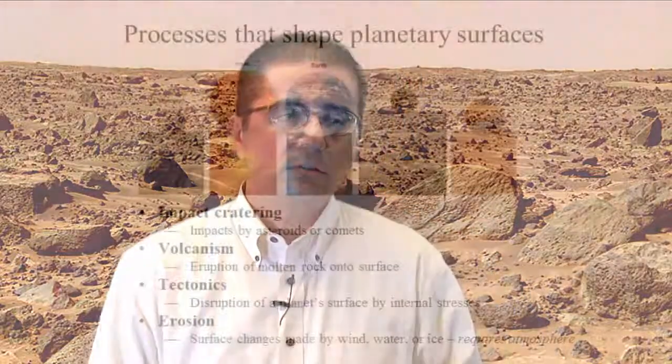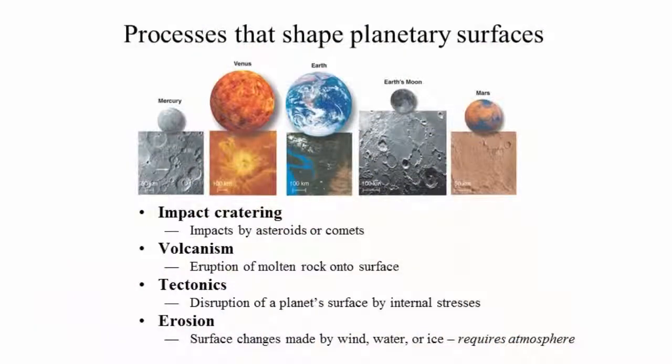Each of the terrestrial worlds has a varying degree of each of these, and of course they operate under various conditions and environments. But primarily all that we see on the surfaces of the planets is shaped by these four processes.